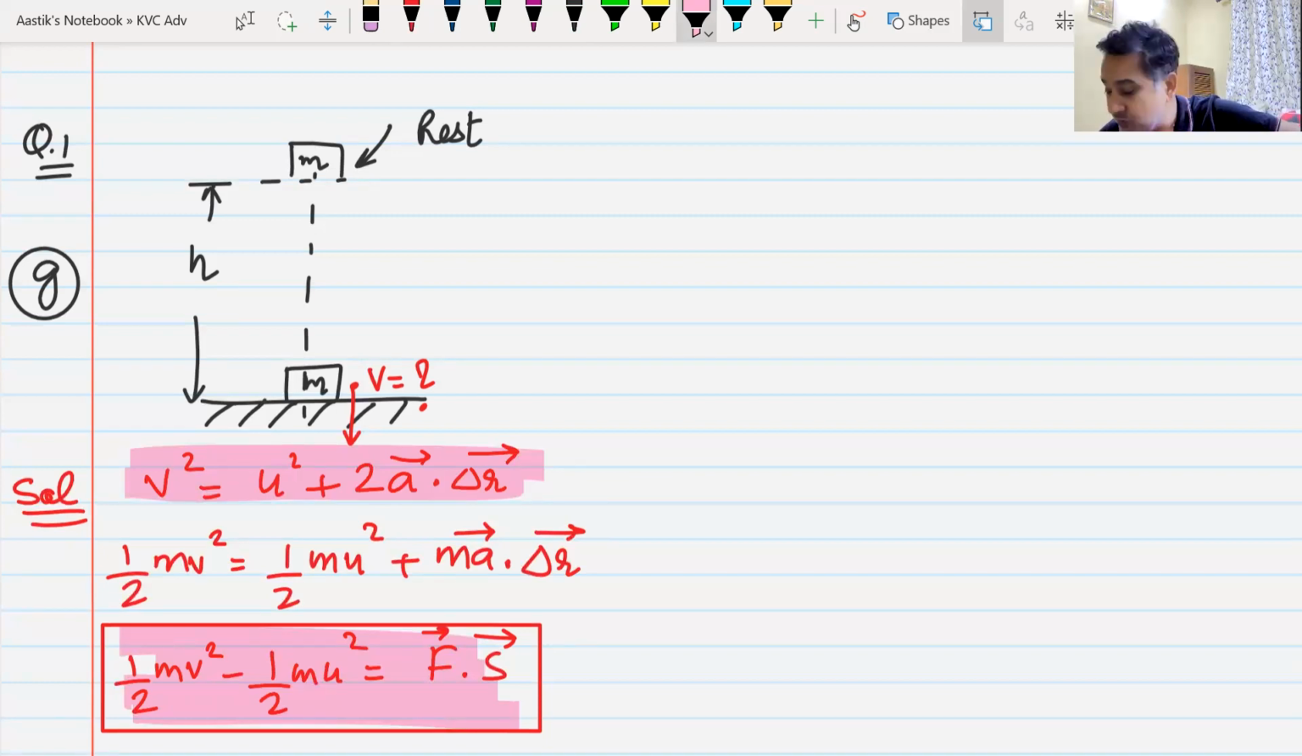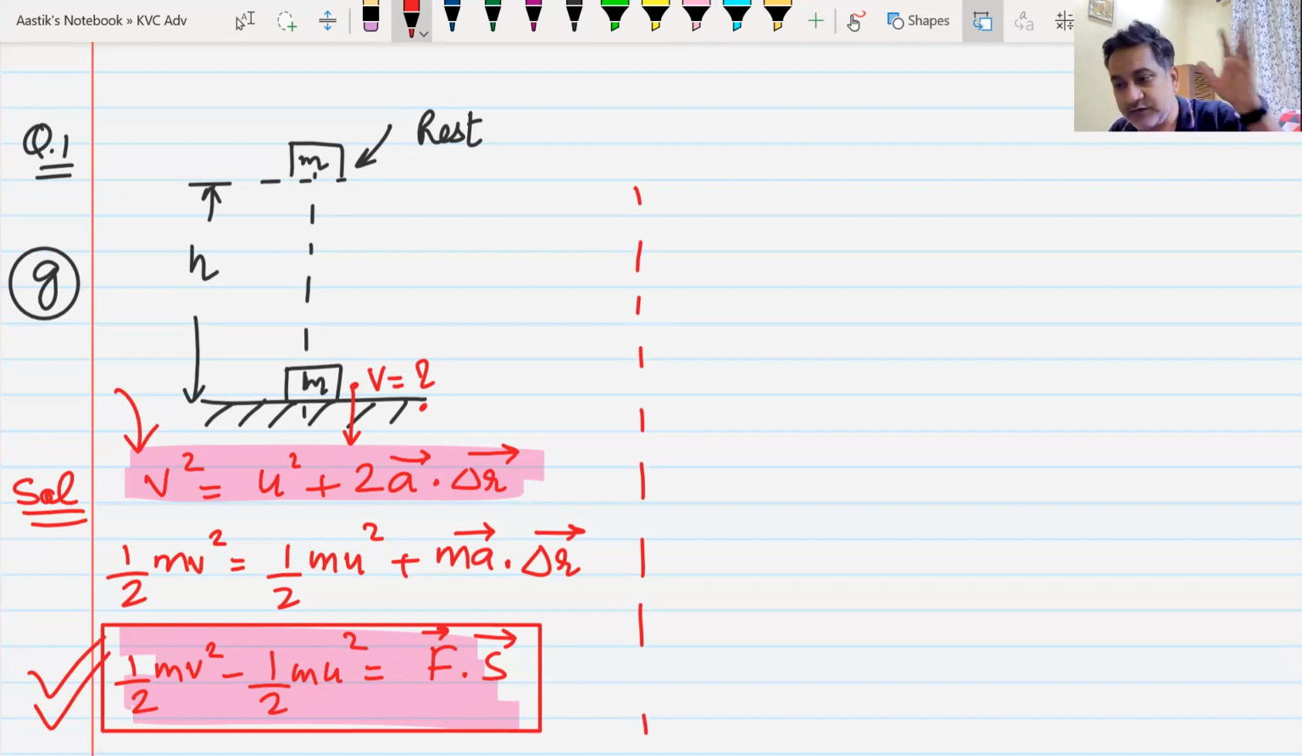So I could have done this directly by the work energy theorem, because this equation is only valid when the acceleration is constant, but the work energy theorem is always valid whether we have constant force, variable force, spring force, gravity force, or whatever force. Do we understand this? Yes, sir. So I could have done this in this way. I could have found out what are the forces acting on it. What are the forces acting on this body? There's only one force acting on this body, which is mg, the weight of this body. Yes or no? Yes, sir.